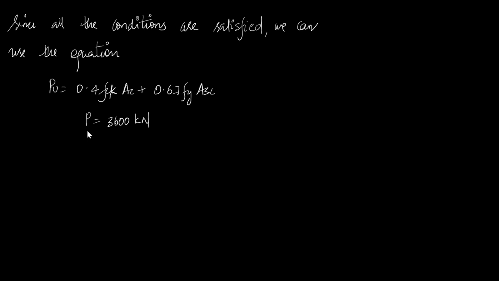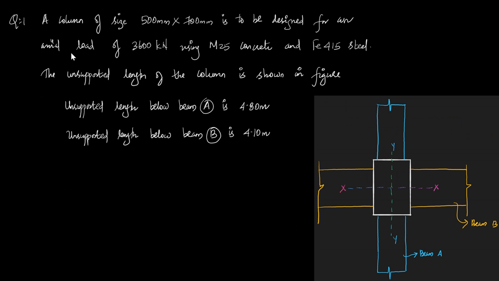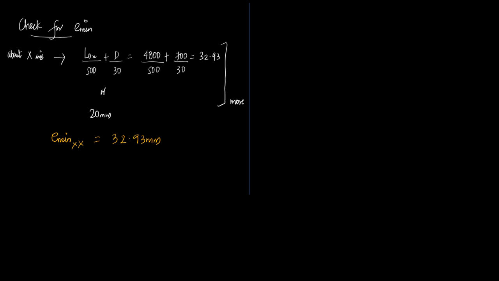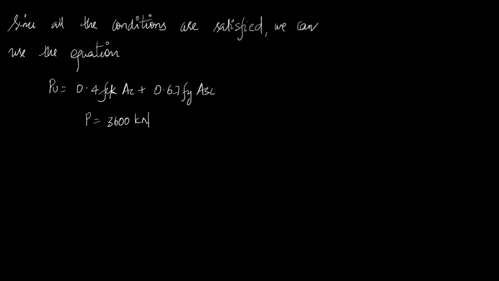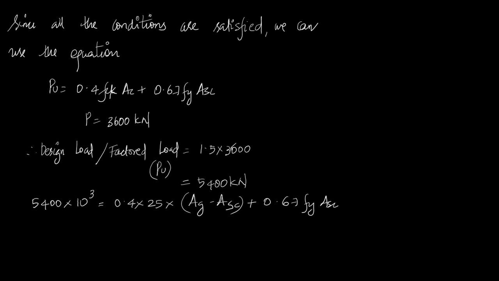Here P is given as 3600 kilonewton because the given value is the axial load which is acting. Here it is being acted upon by an axial load of 3600 kilonewton. So you need to factorize this load. In order to find PU, you need to factor it by 1.5. That is, you will get it as 5400 kilonewton.